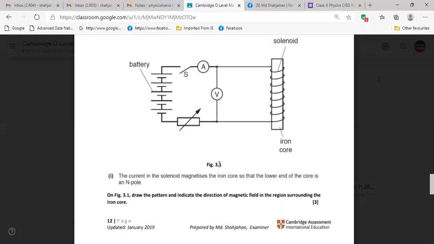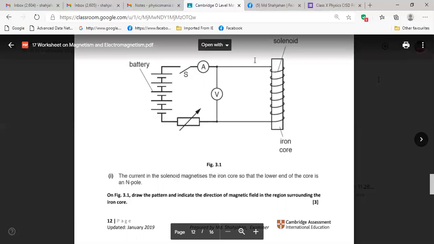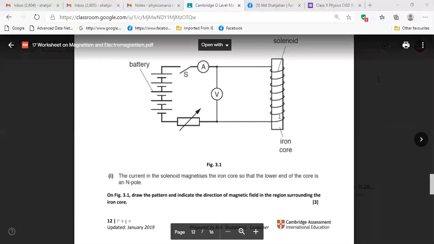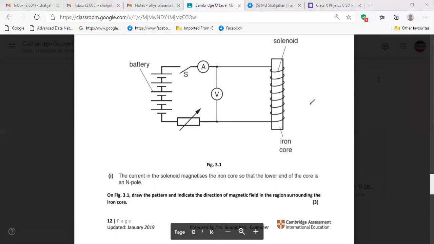So we'll use here which rule? Right hand grip rule, right? Yes, sir. So according to the right hand grip rule, where will be the north pole here? Your current direction is from positive to negative, right? Yes. So your current direction will be like this. I'm showing you the current direction. Where is the thumb direction? Is it down or up? It will be down.